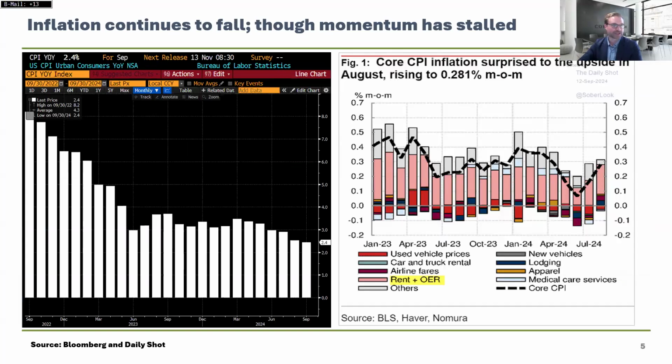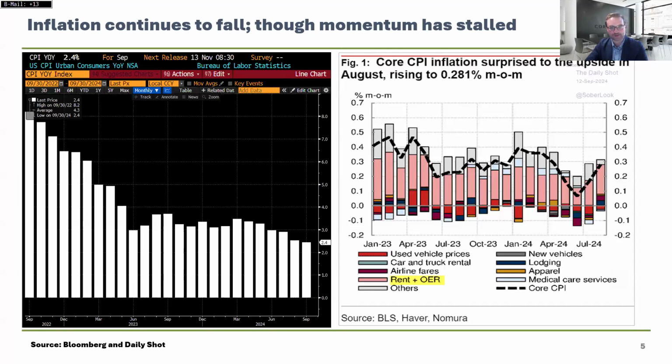On the right-hand side, we're looking at year-over-year CPI. This is just the headline number, and as we can see, continuing to make progress year-over-year down to that 2% target from the Federal Reserve. Still a little bit more work to go to get down to that number by year-end.